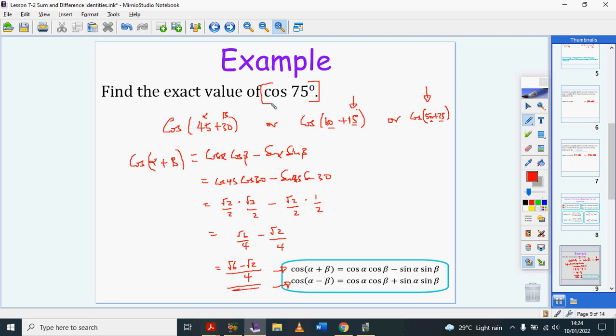So I found the exact value of cosine 75 without using a calculator. And I know this is exact because it's not written as a decimal. If I wrote it as a decimal, there would be some error if I truncate some of the decimal places. So this is the exact value of cosine 75 degrees. I got it without using a calculator, and this is why these sum and difference formulas are useful.